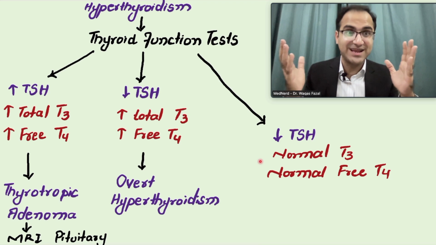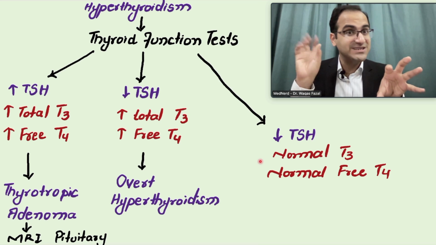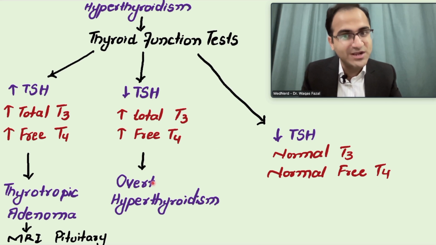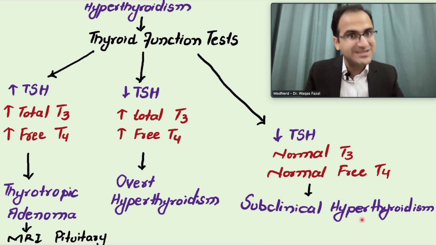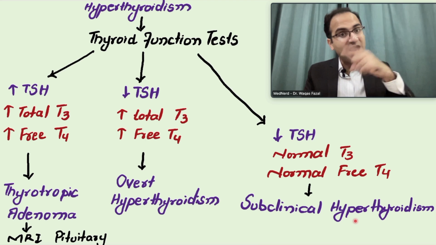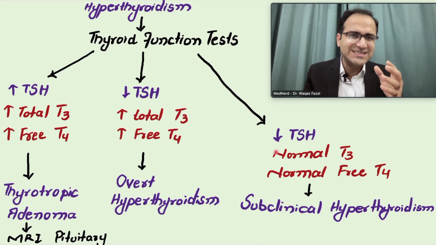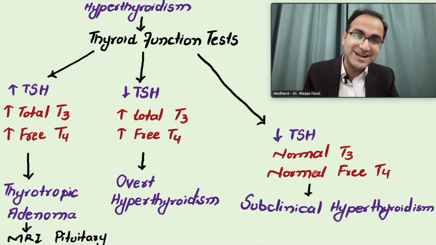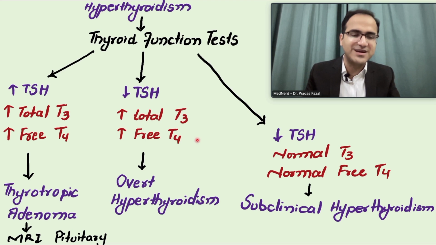This is a danger sign. This means that the thyroid gland is overactive and it does not need stimulation from the pituitary gland. TSH is low and T3, T4 are normal. It means that the patient is ultimately going to hyperthyroidism. So it is called subclinical hyperthyroidism. Just like subclinical hypothyroidism, there is subclinical hyperthyroidism as well, where the TSH stimulation is not needed for the T3, T4 production, and it means that the patient will ultimately go into overt hyperthyroidism.